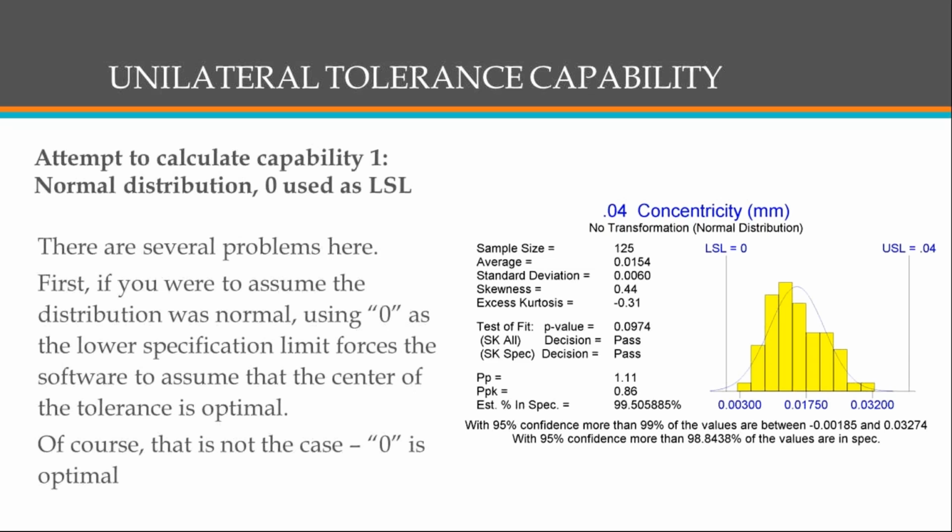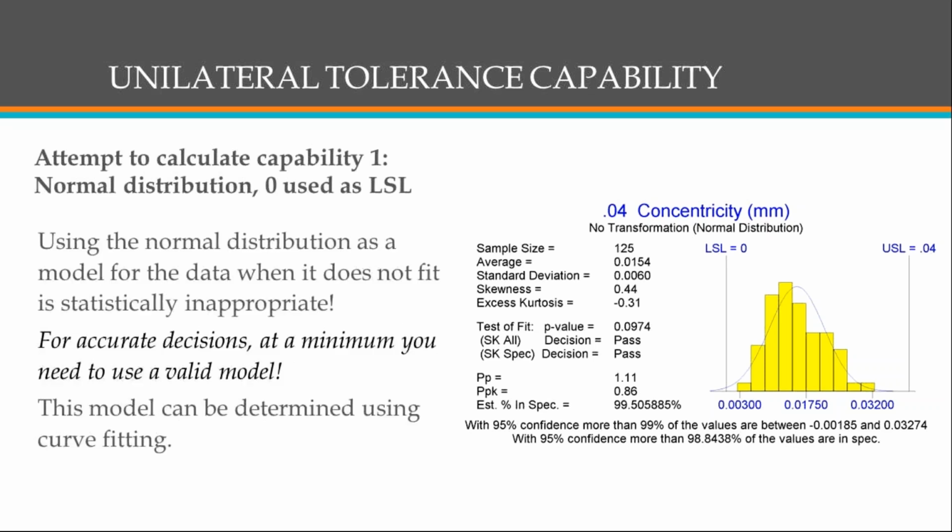tolerance. The first step is we're going to try to calculate assuming the normal distribution, and we're going to use 0 as a lower spec limit. There's a couple problems with this. First, if you were to assume the distribution was normal, using 0 as the lower specification limit, it forces the software to assume that the center of the tolerance is optimal. So it's going to calculate CPU and CPL, or PPU and PPL, from the center of the distribution. But that's not the case, because actually 0 is optimal, not the center. So this is incorrect.